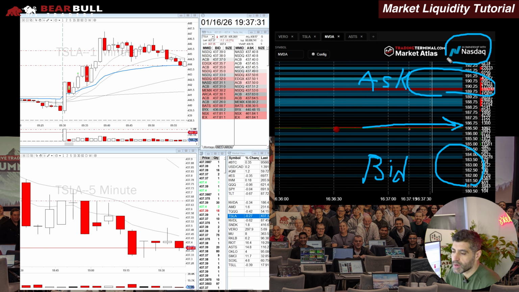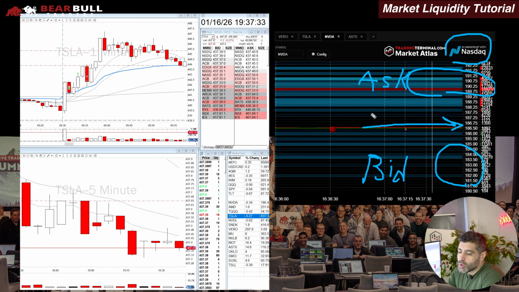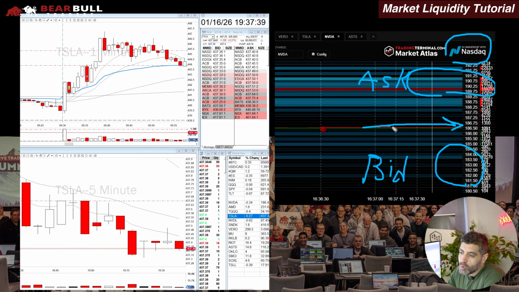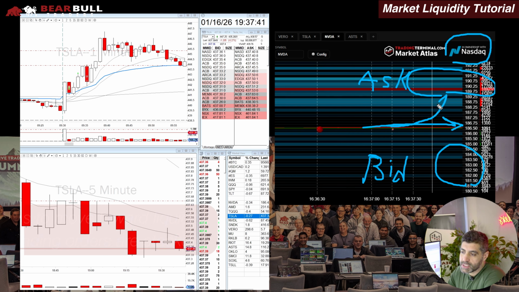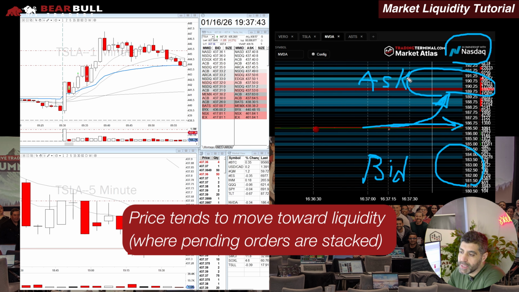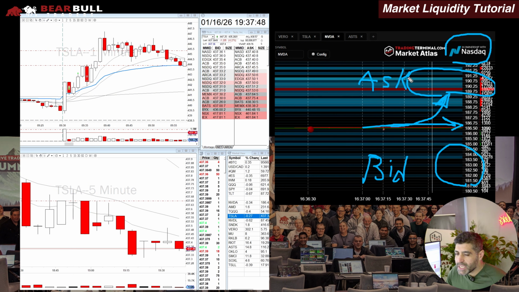Same for the futures, same for the stocks. So anything that is down there, they're buyers. Anything that is up there, they're sellers. And the price usually goes toward the big orders and big liquidity. So when there's a big seller, the price usually goes toward that big seller. I know it's very counterintuitive.